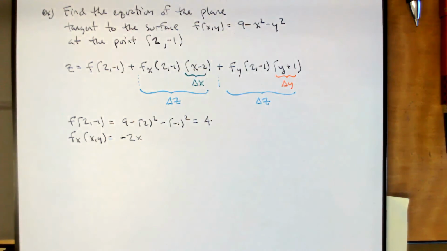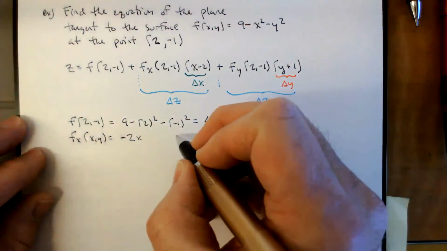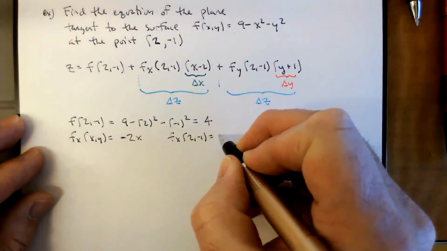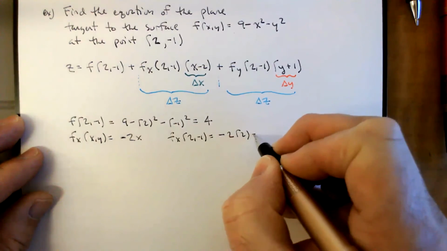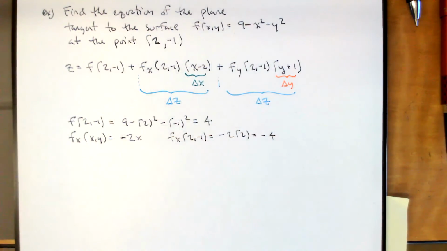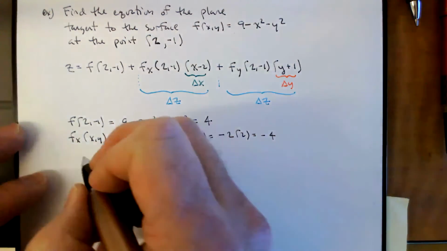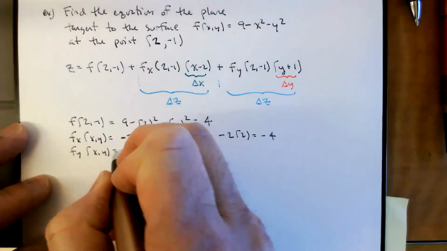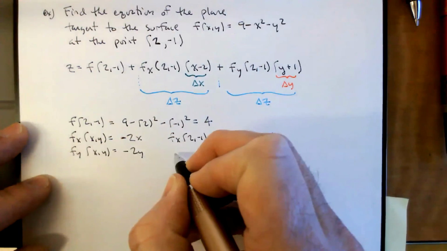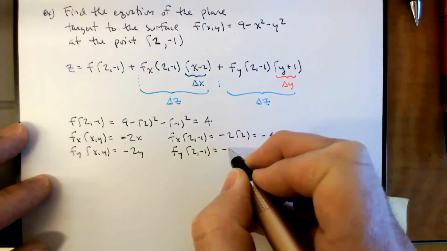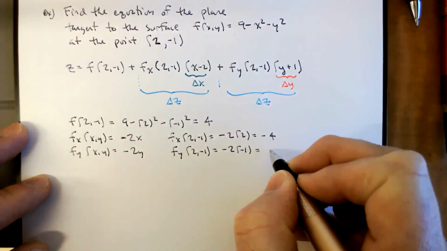And then we just plug in our points. So fx at (2, -1) is negative 2 times 2, negative 4. And then we do the same thing for fy. Fy at xy is negative 2y. Fy at (2, -1) is negative 2 times negative 1, or positive 2.